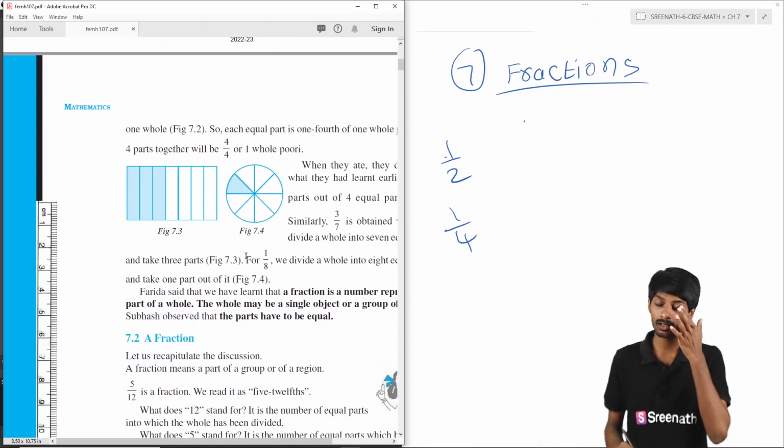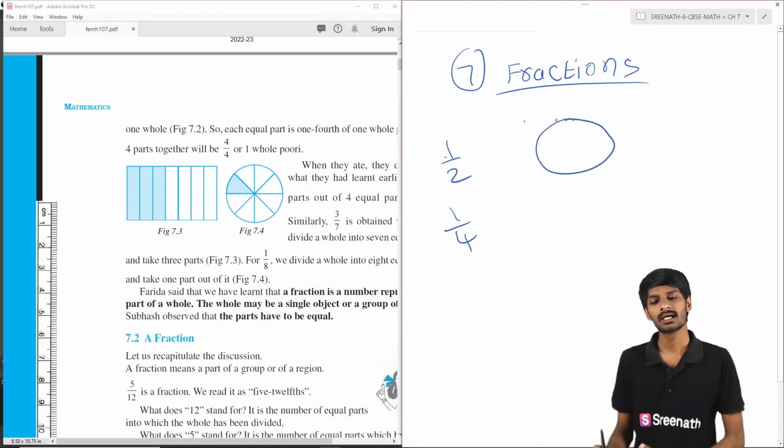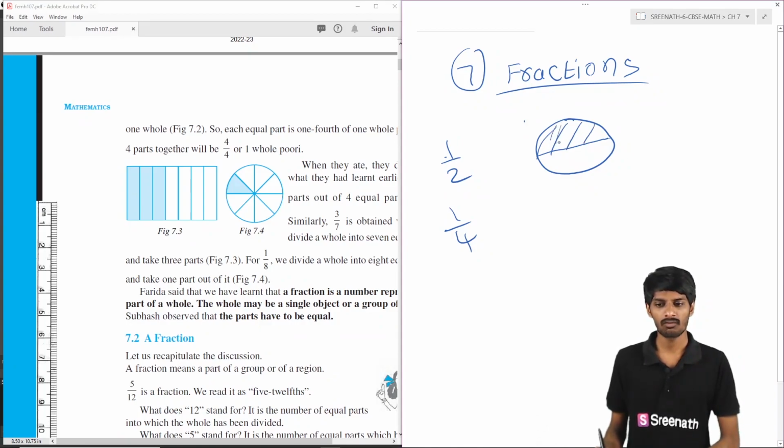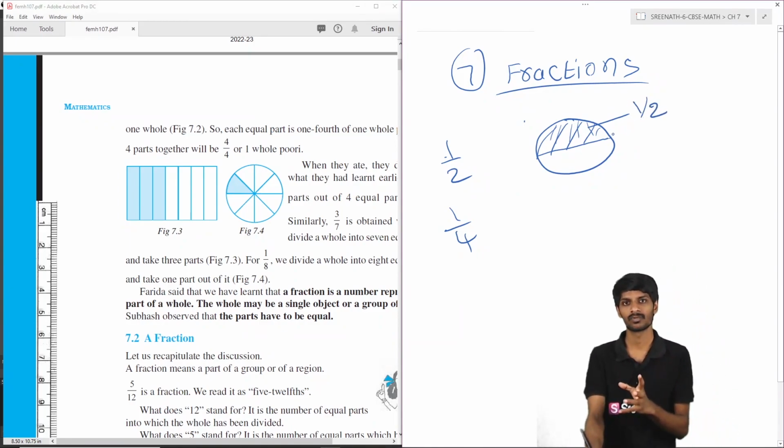So students, can you understand what 1 by 2 means? Suppose this is the whole thing, and if you divide it into 2 parts, one part is shaded. So what does this represent? This represents the 1 by 2 part of the whole.